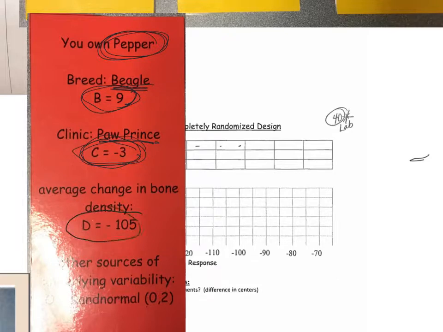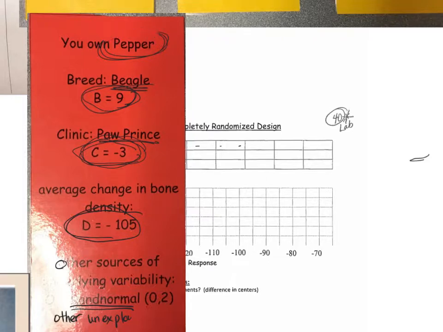This letter D is going to represent the average bone density change for all dogs. And then in class we used this other source of variability, and we did a random computation of another number to take care of all of the other unexplained variables that we haven't accounted for here, like exercise, food, treats, or whatever other unexplained variables the dogs might have that contribute to bone density loss.